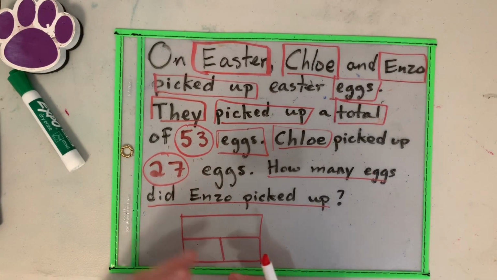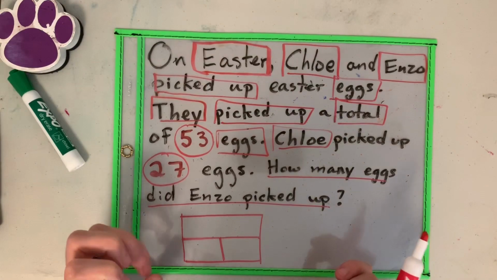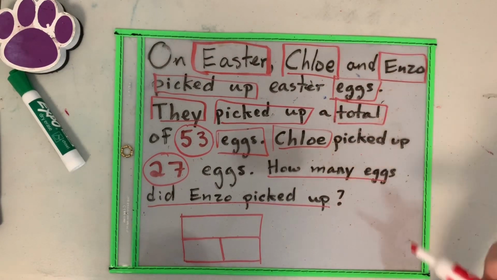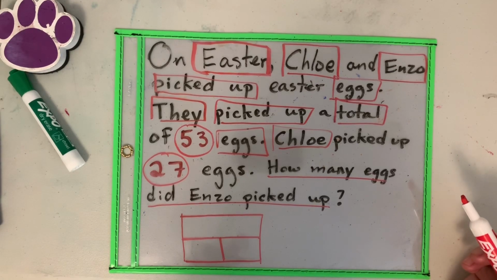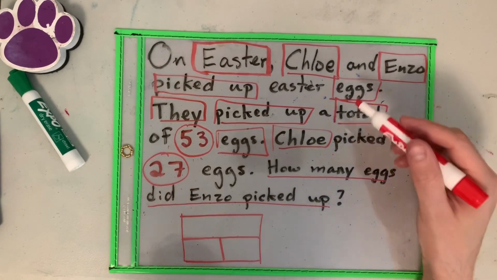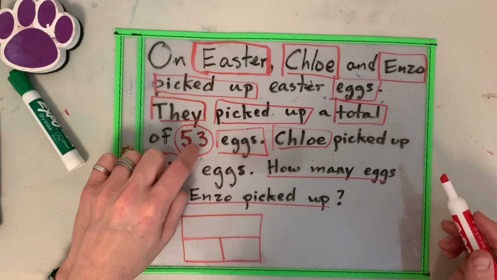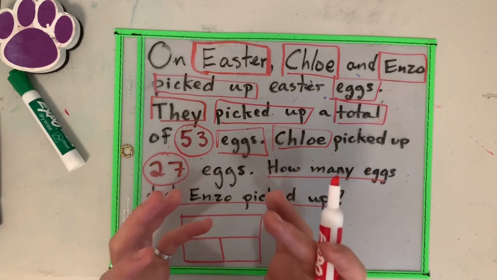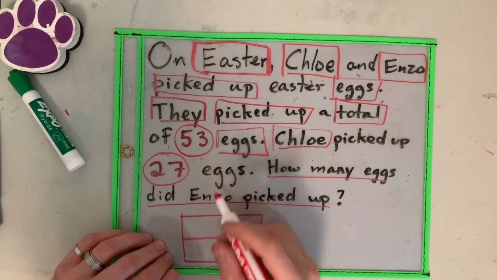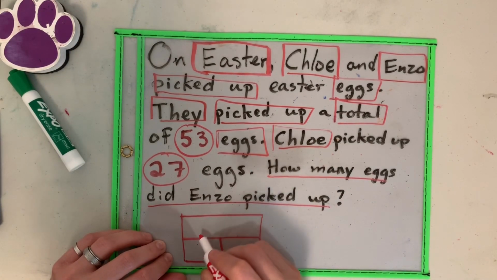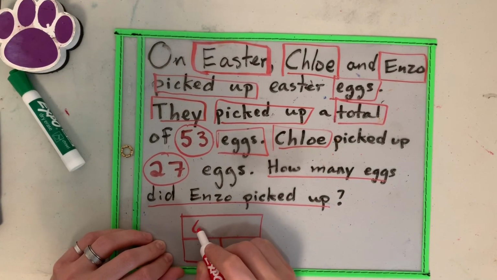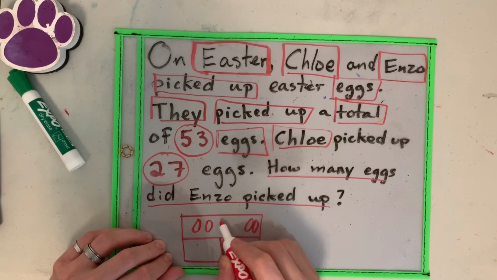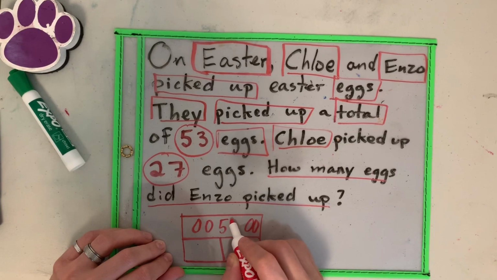Now, the question is, do we know how many did they all get together? ¿Cuánto agarraron ellos dos? Both of them. How many did they both grab? They both grabbed 53. Los dos agarraron 53. Como los dos agarraron 53, eso significa que 53 is a whole. So I'm going to draw eggs here to understand. So both of them got 53.